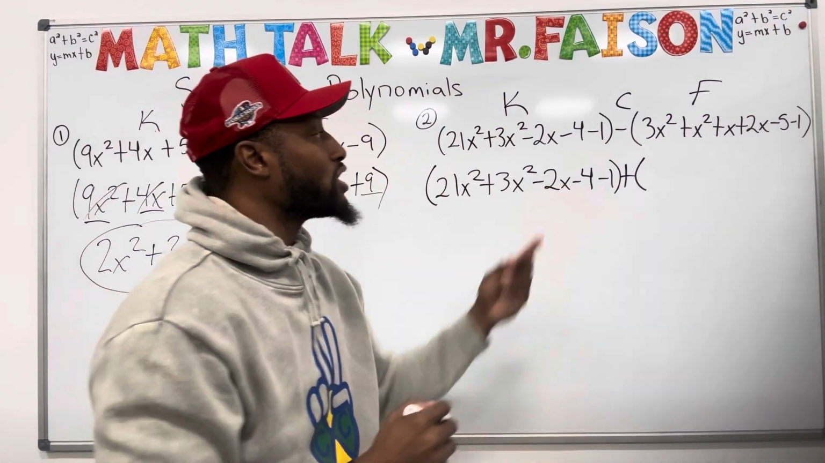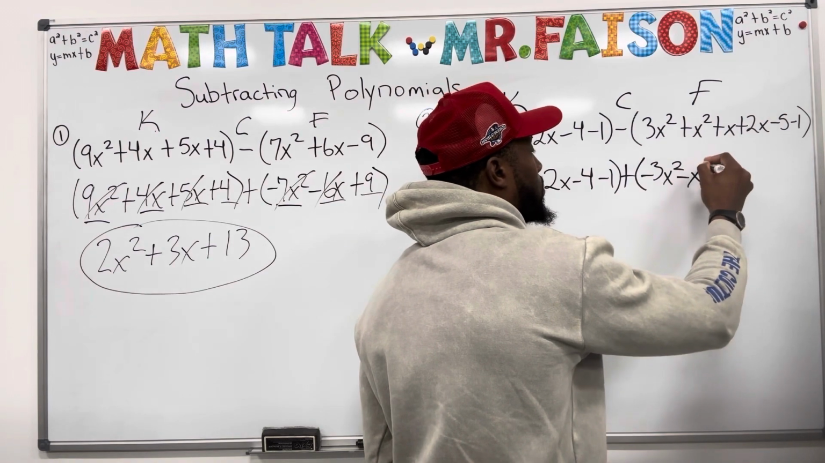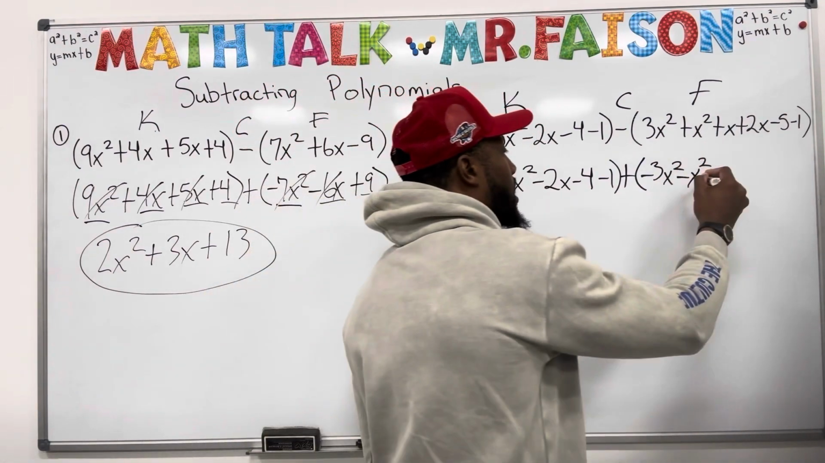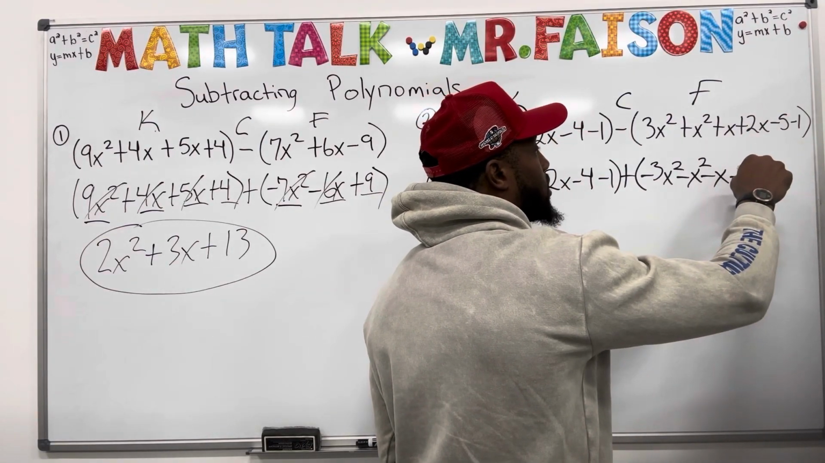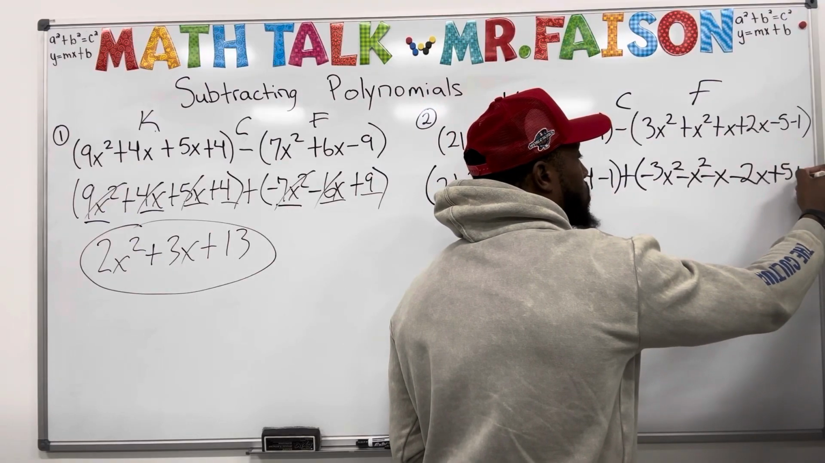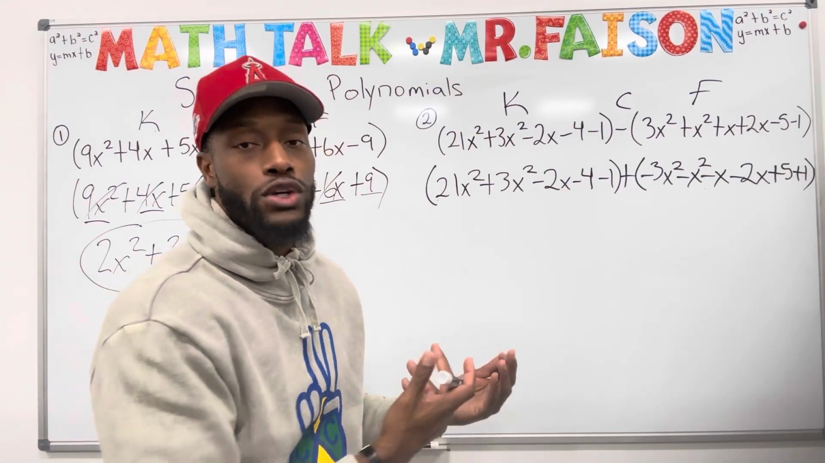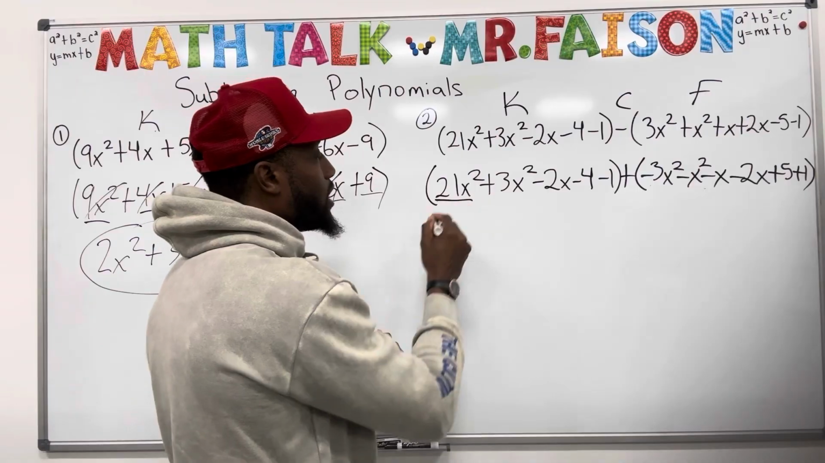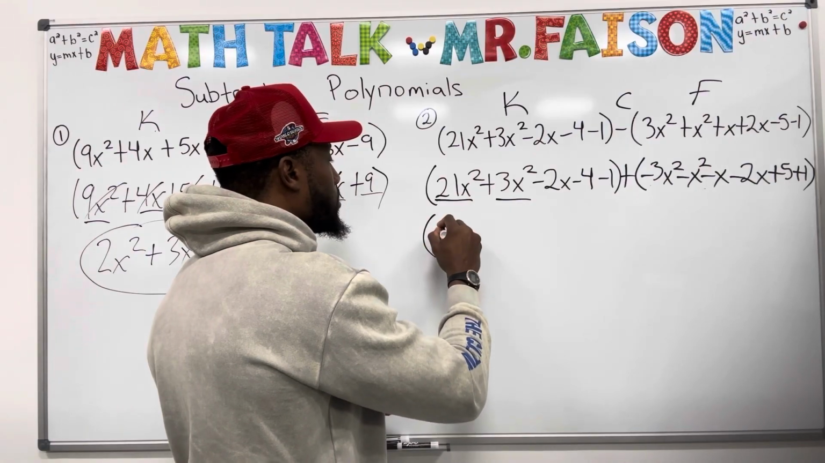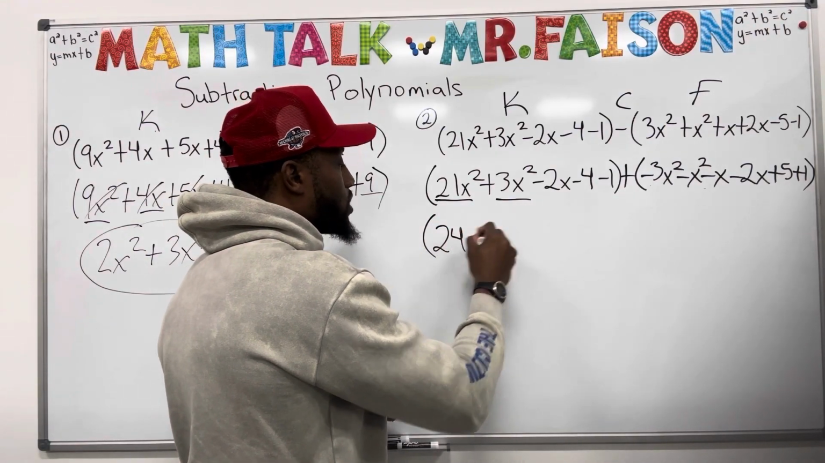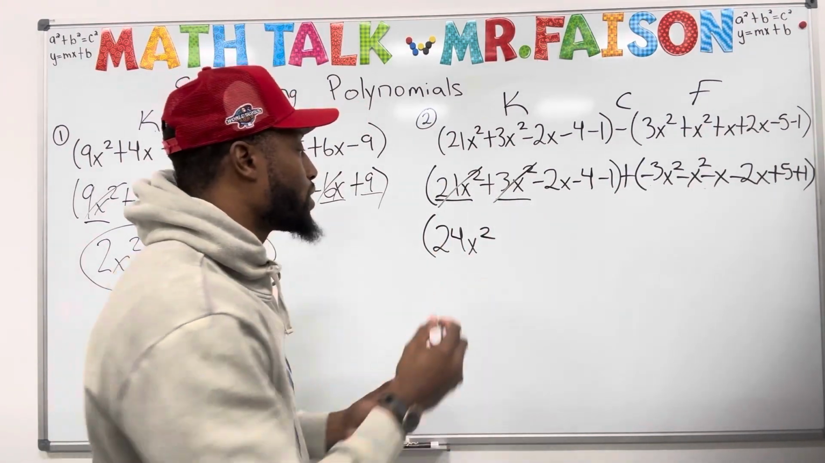It was 3x squared, it's now negative 3x squared. It was positive x squared, it's now minus x squared. It was positive x, it's now minus x. It was positive 2x, it's now negative 2x. It was minus 5, it's now positive 5. It was minus 1, it's now positive 1. All right, so now that I have that, I'm going to combine all the like terms in the first parentheses. So I have an x squared right here and an x squared right there. 21x squared plus 3x squared is going to give me 24x squared. I can mark this out, and I can mark that out. There's no other x inside this first parentheses, so I'm just going to bring it down.